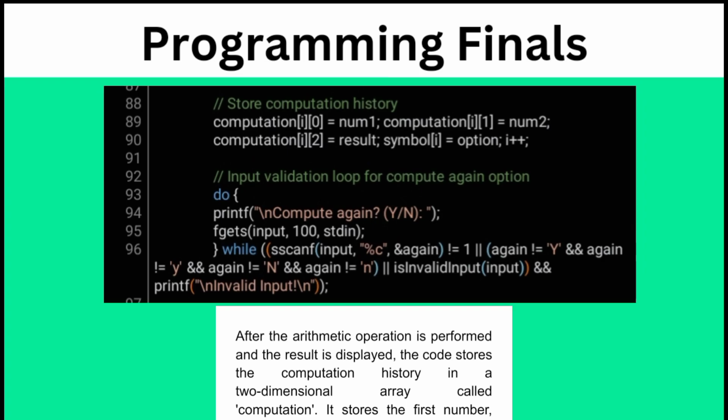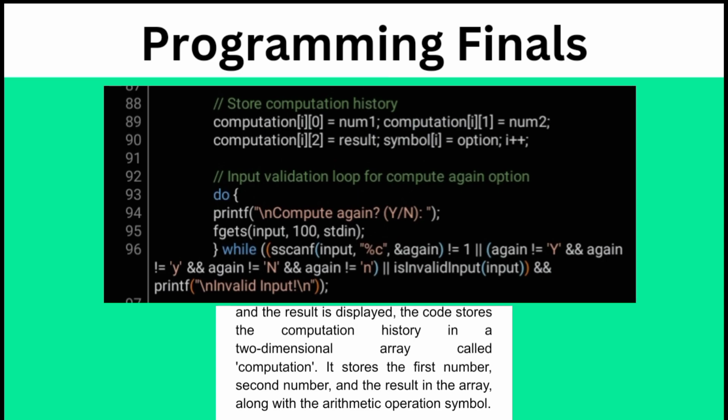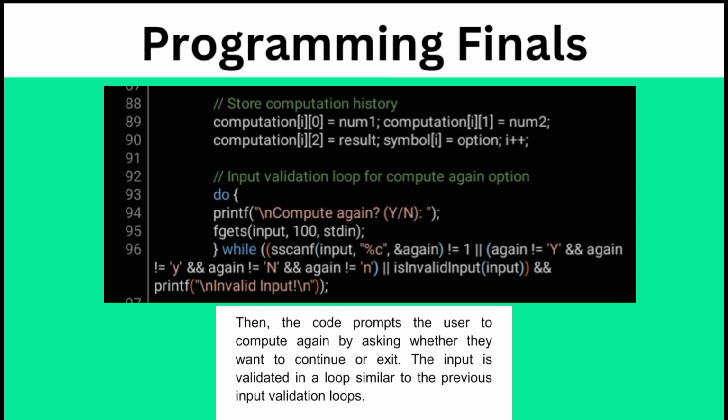The code stores the computation history in a two-dimensional array called computation. It stores the first number, second number, and the result in the array, along with the arithmetic operation symbol. Then the code prompts the user to compute again by asking whether they want to continue or exit. The input is validated in a loop similar to the previous input validation loops.